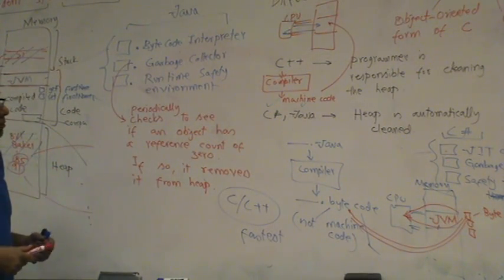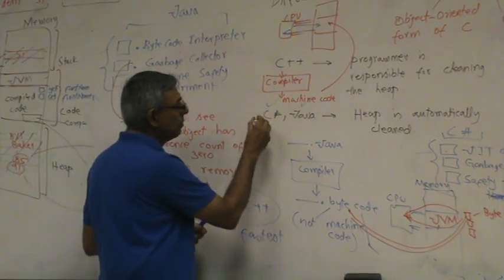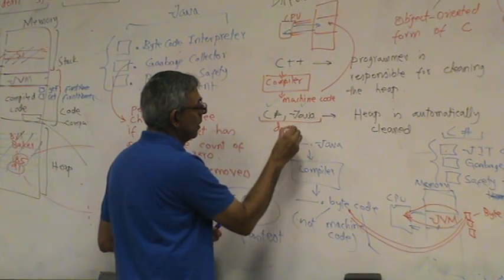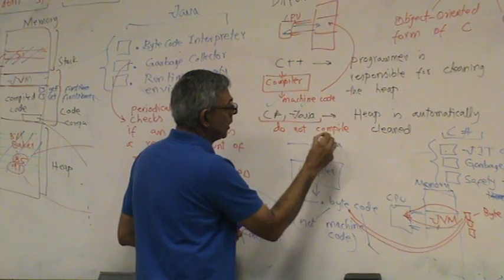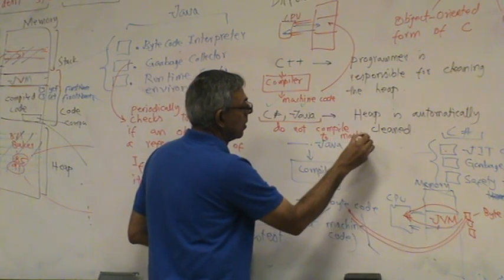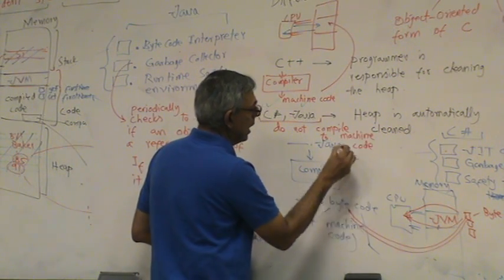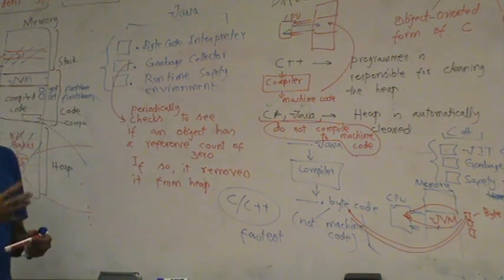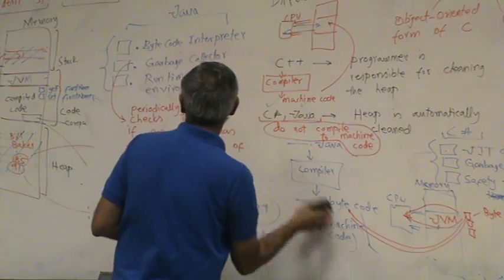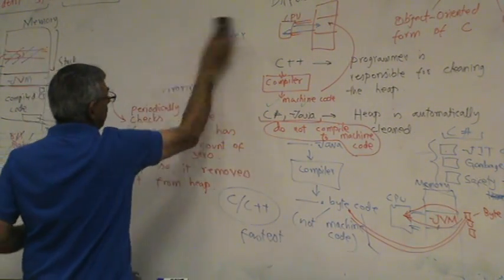Now let's come to Java and C#. Both of them do not compile to machine code. Okay, so the question is why? What benefit we may have by not compiling to machine code? So let me quickly show you.